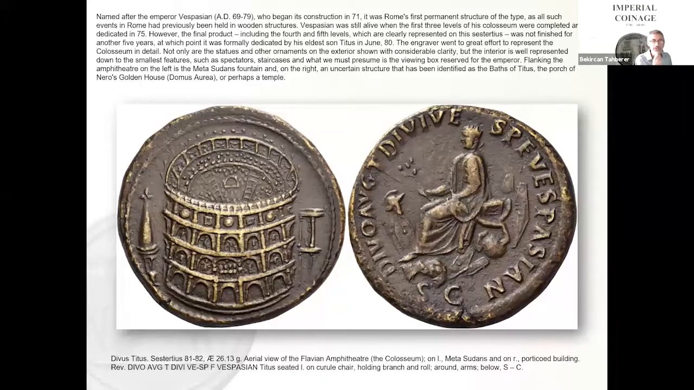This is a coin minted after he passed away in the name of Divus Titus, but the Flavian amphitheater was started to be built by Vespasian during his time. It was a huge undertaking, and he managed to find money between all the troubles to rebuild the city and provide entertainment to the people of Rome.